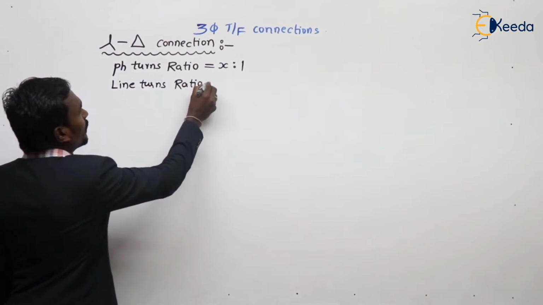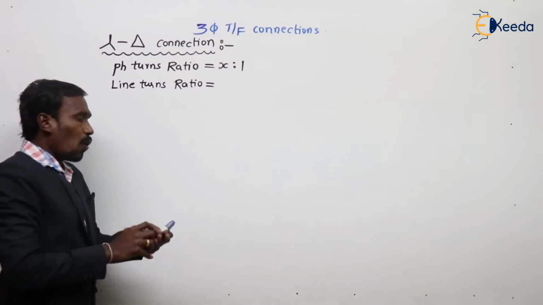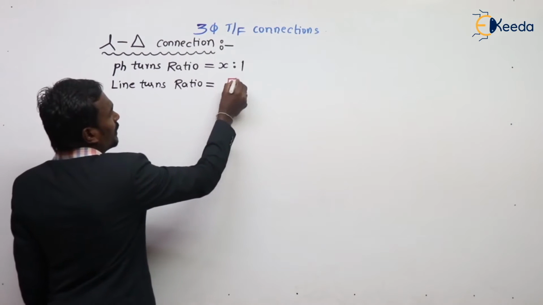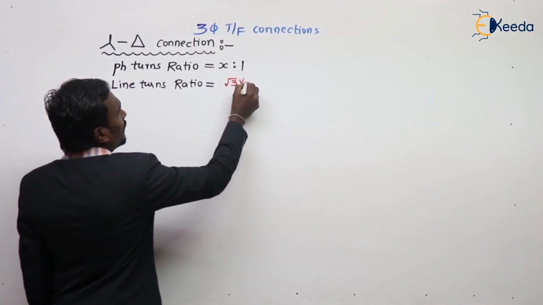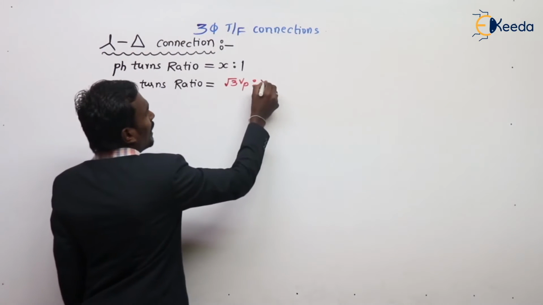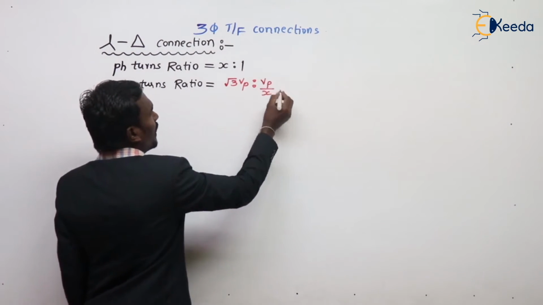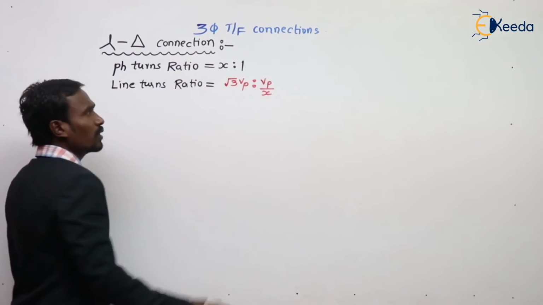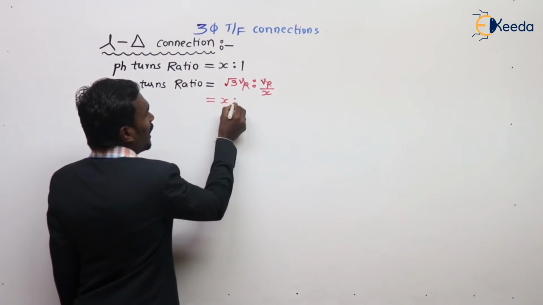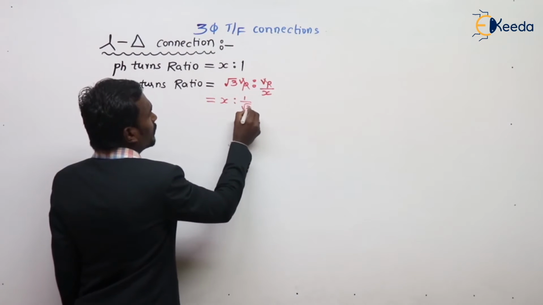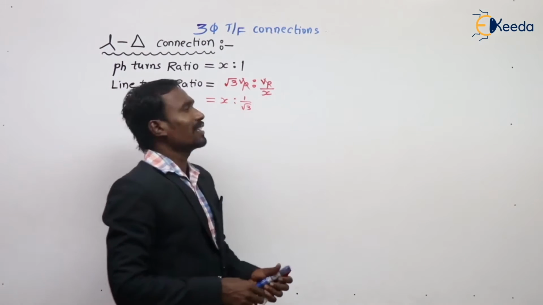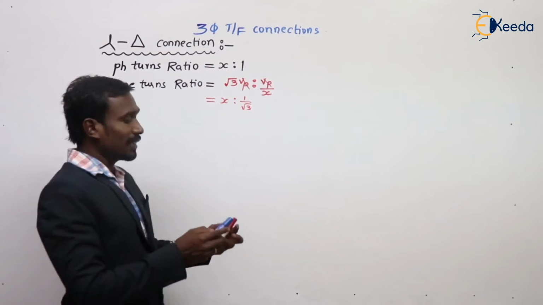Line turns ratio is equal to, what is the line voltage for star? For star, line voltage is equal to root 3 times the phase voltage, and for delta, line voltage is equal to phase voltage, and turns ratio x. So phase gets cancelled. The answer is x is to 1 by root 3. X is to 1 by root 3 is the line turns ratio of star-delta connection.